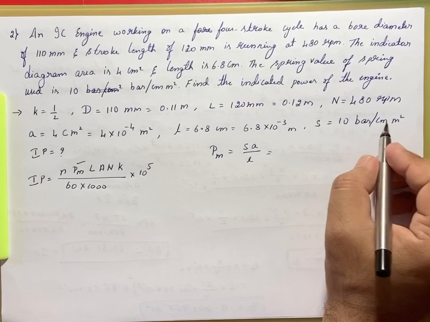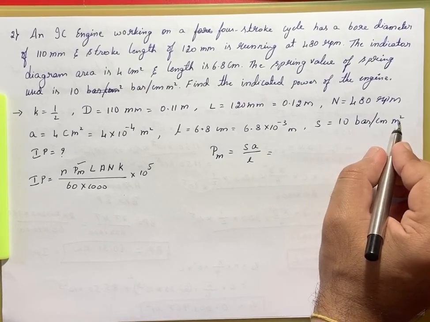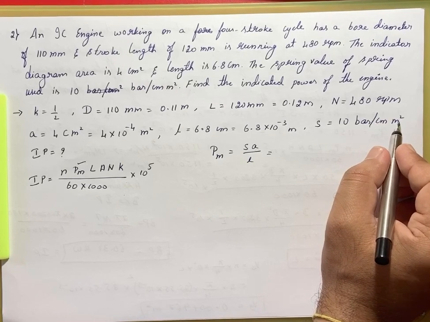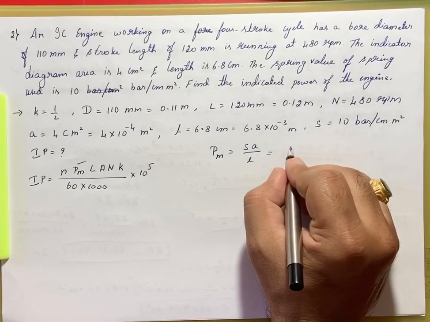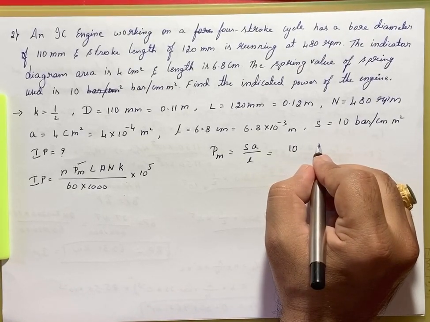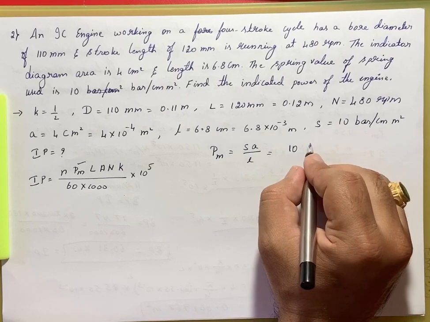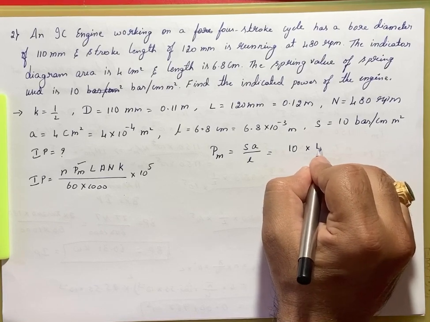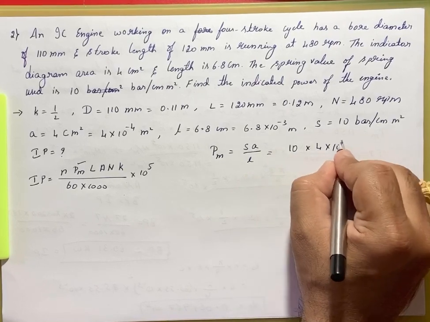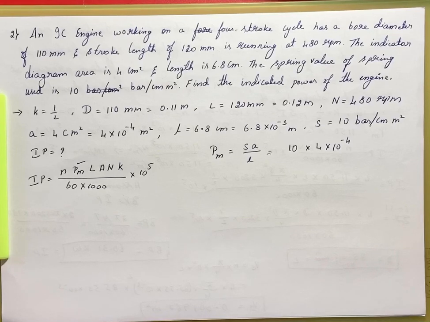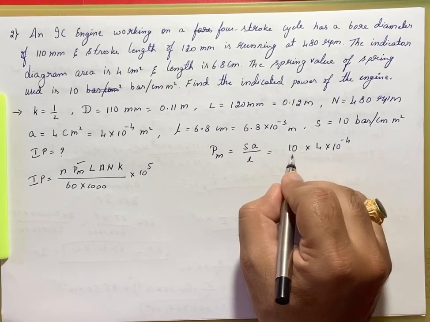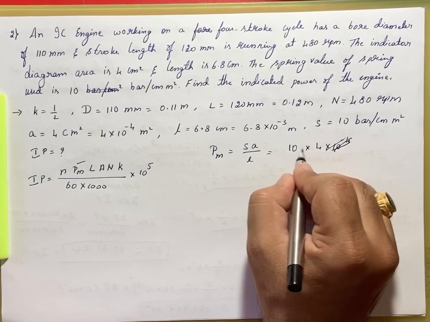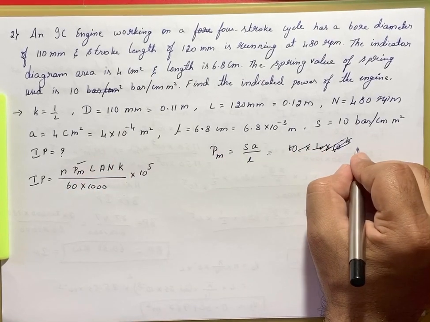Now spring value of spring used, it is in terms of bar per centimeter per meter square. If I write that directly, that is 10 bar per centimeter per meter square into area of indicator diagram, that is 4 into 10 raised to minus 4. So better what I'll do, I'll write everything in terms of centimeter itself here.